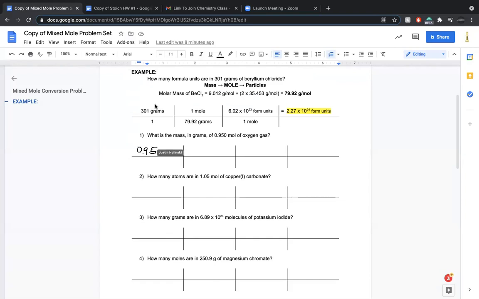3 sig figs after the decimal. And then we need the conversion factor. We're trying to go from moles into grams. What would be the conversion factor? We know we're going to need to have grams on top and moles on the bottom. How do we figure out how many grams are in a mole of oxygen?